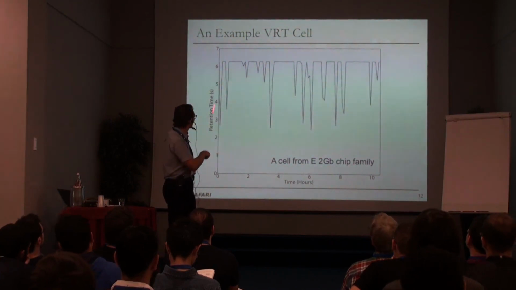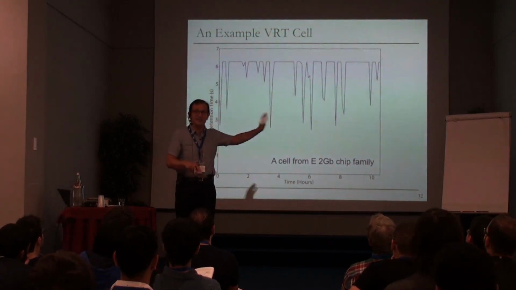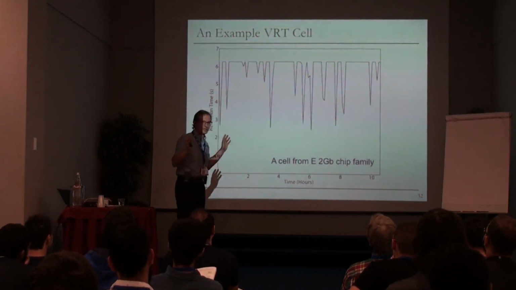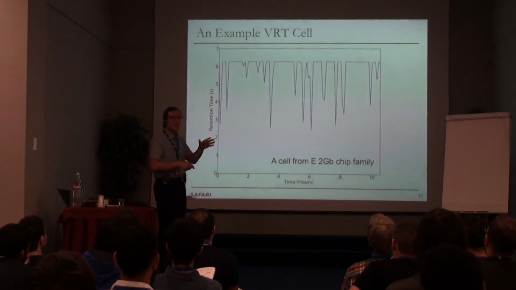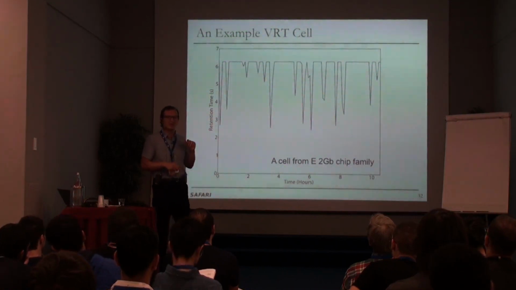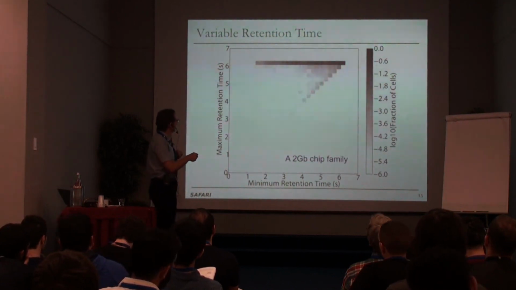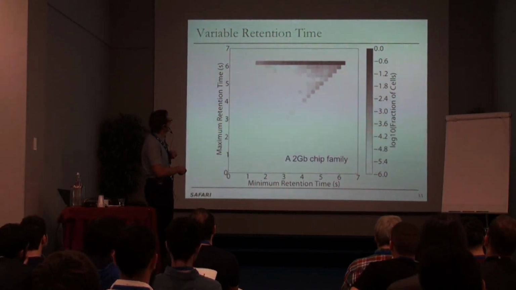And you see this is seconds. It's not 64 milliseconds, again, because of the temperature. Temperature is much lower in the tests that we do because we don't want to damage the chips by operating them at very high temperatures also. So this is another example of the variable retention time phenomenon plotted in a different way.